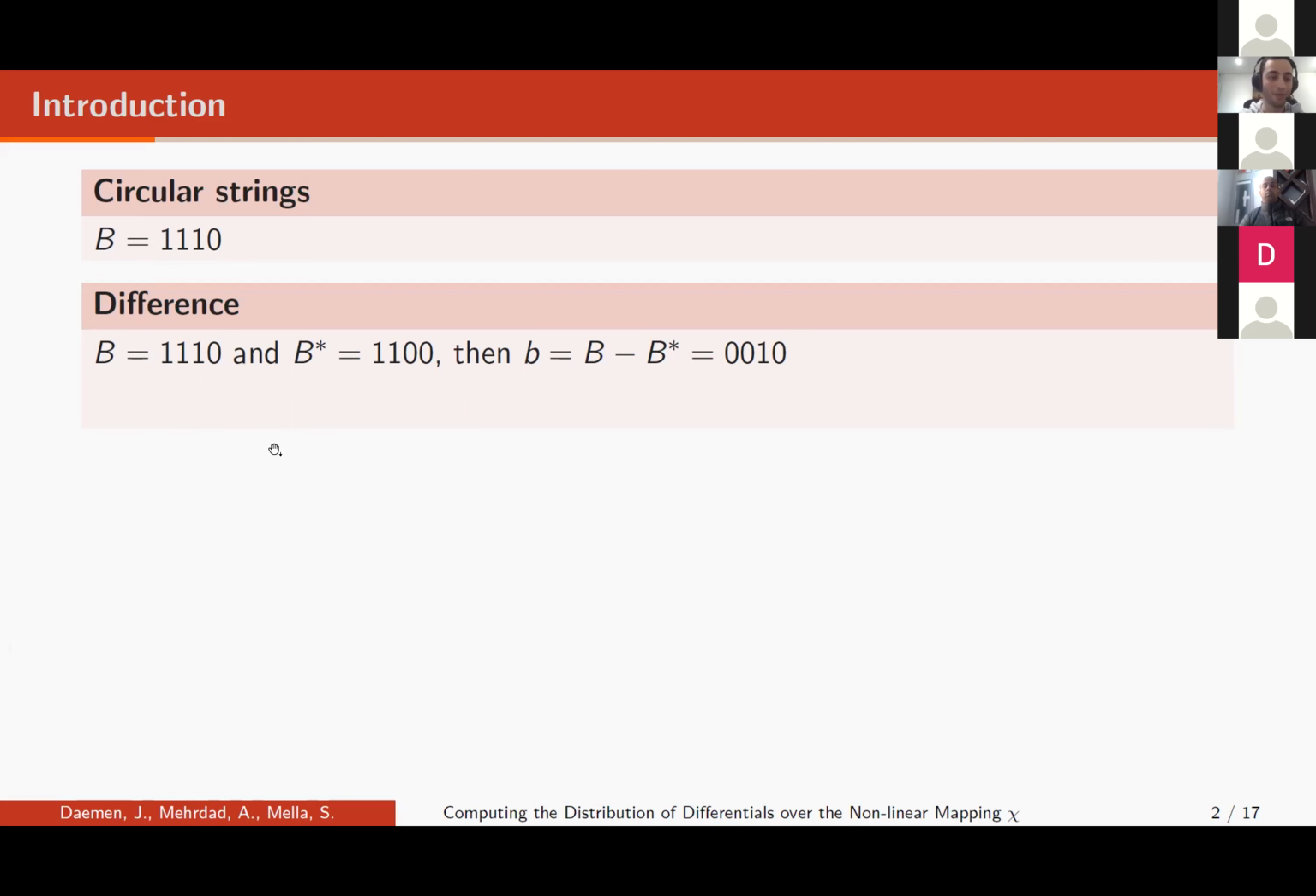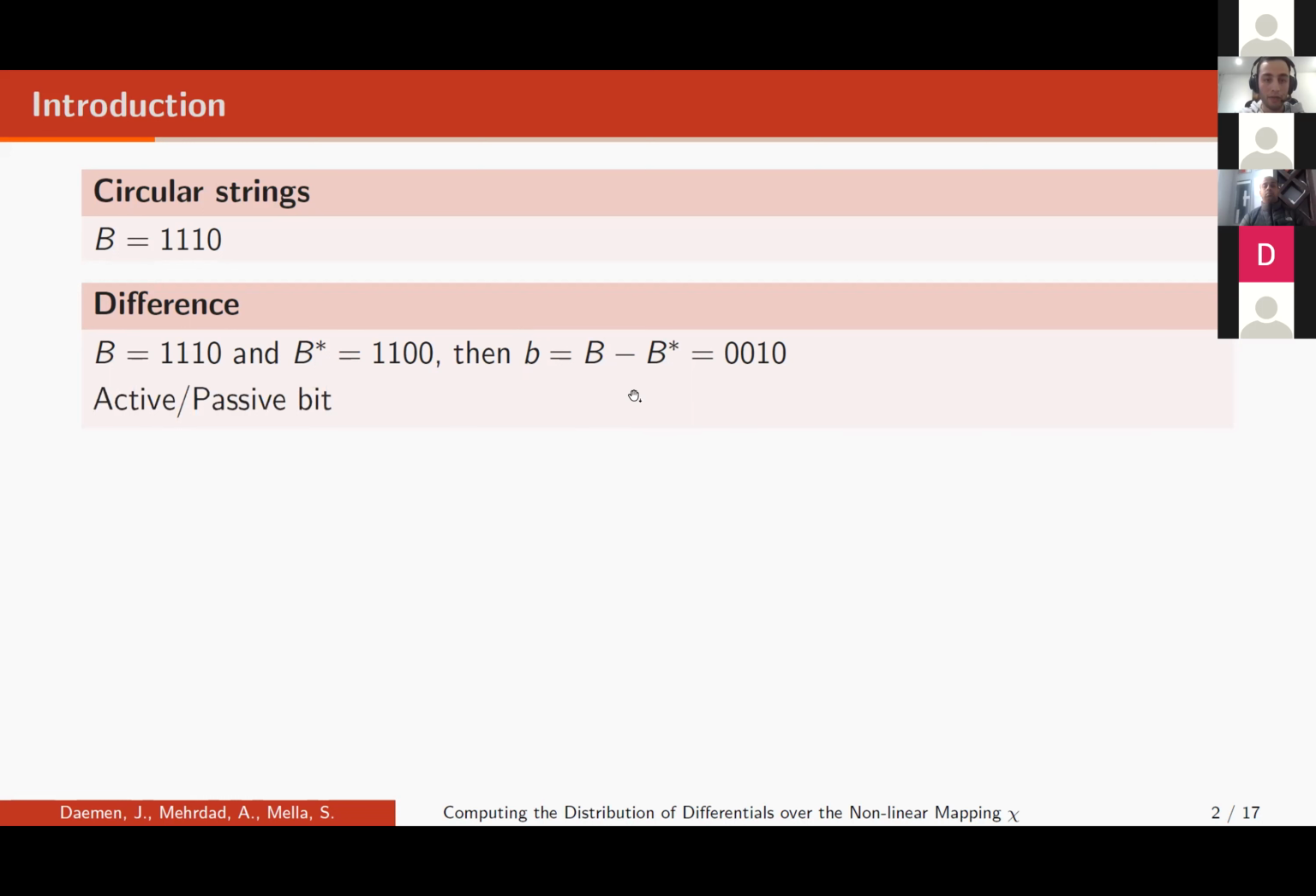So let's say we have this string B and another string B star. Then what is the difference between these two strings? The difference is defined as B minus B star. Because we are talking about binary strings, this minus here means the XOR of these two strings, which is this one. From now on, I show the difference with small letters.